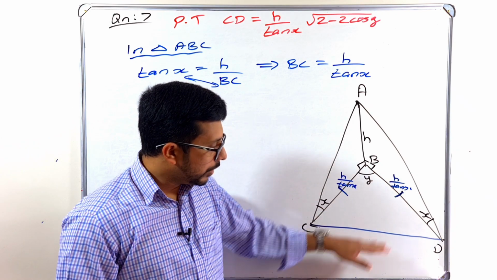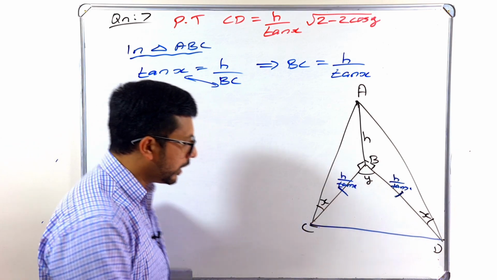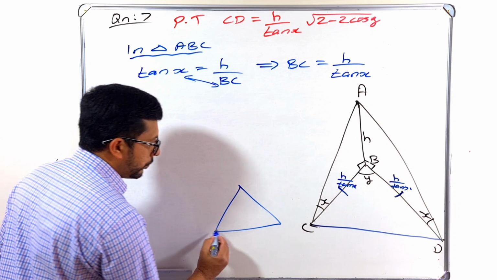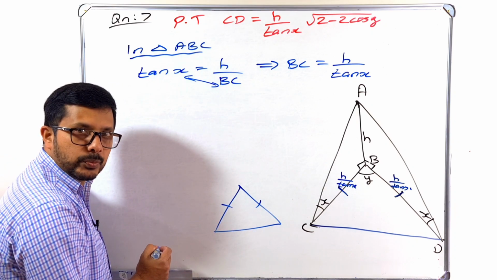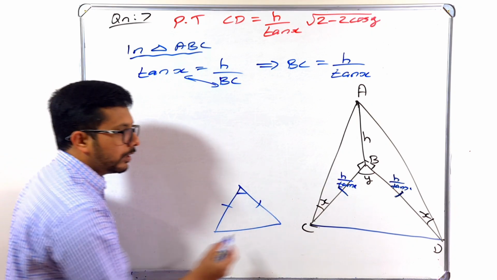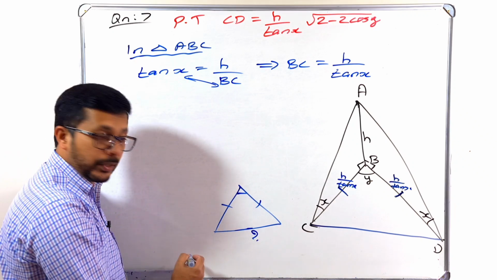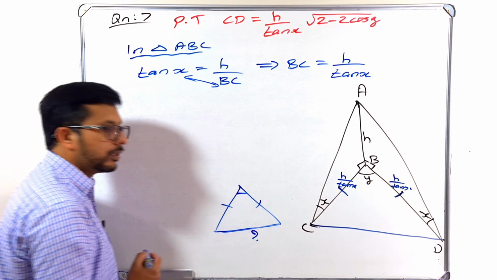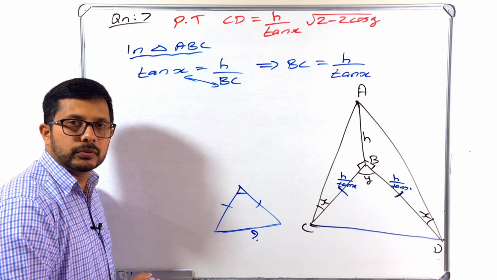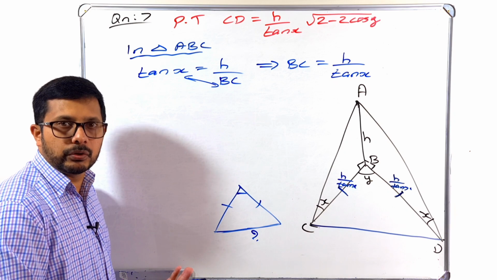Okay, now we have to find CD. Can you see that here we know these two sides, h by tan x, and we know this angle. What is that angle? y. So how can you find the length of this side? Which method do you have to follow? Yeah, of course, cosine rule, am I right?